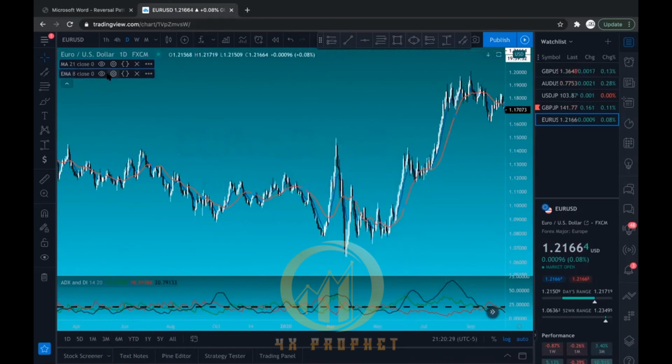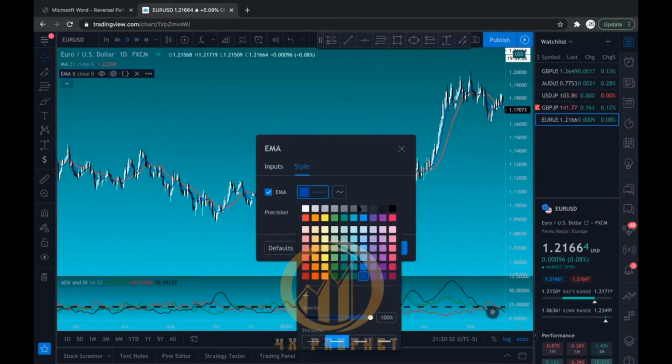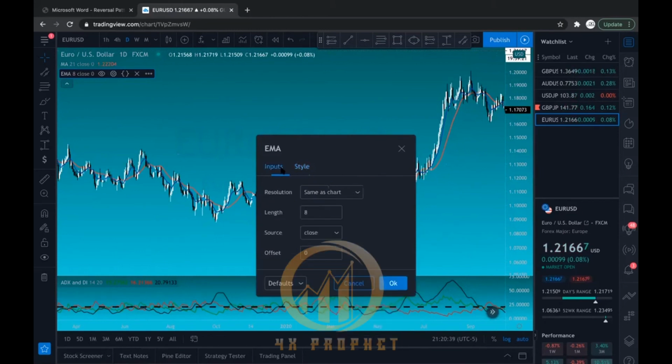Then you want to go to EMA. You go to the settings. Then you change the color to blue. It should be already blue. You make sure you select your thickness based on how you want it to look on your chart. You go to input, you make sure it's 8. Then you save it as a default. So whenever you put the EMA on, it automatically comes to this.